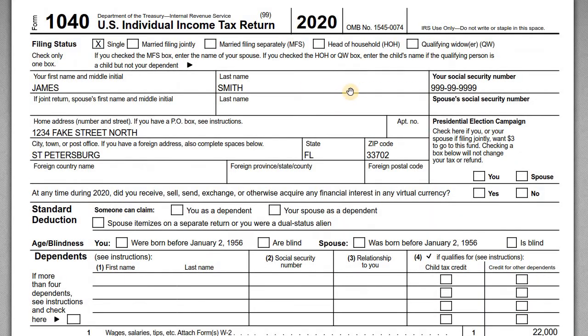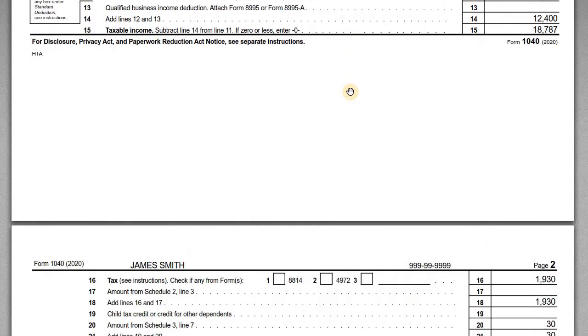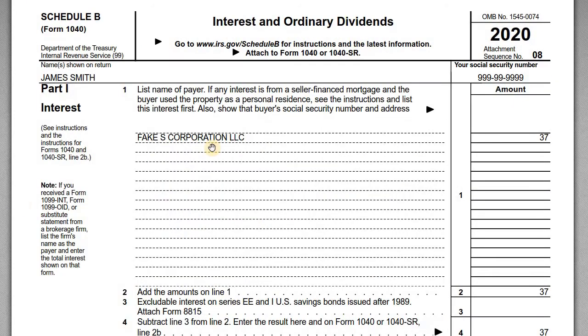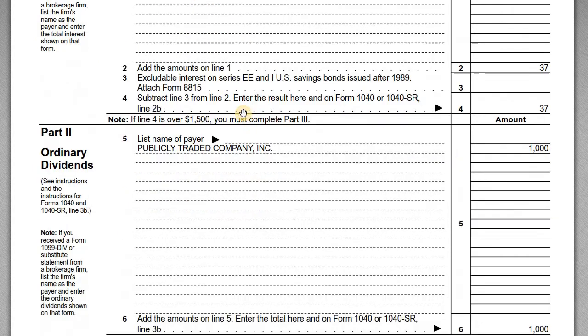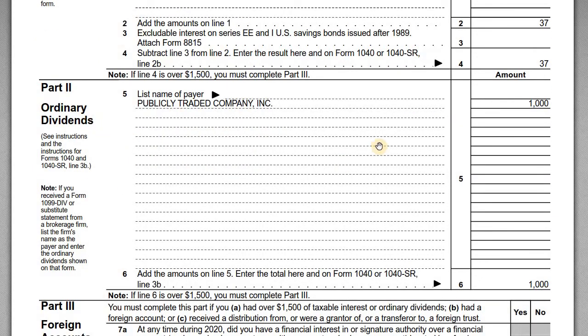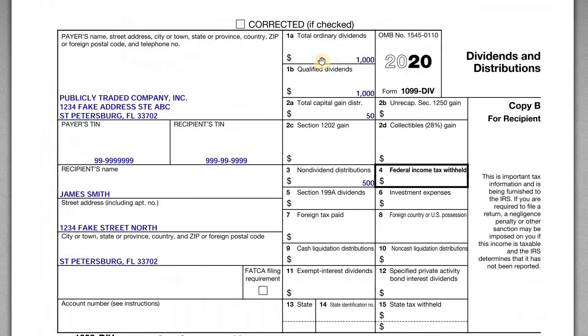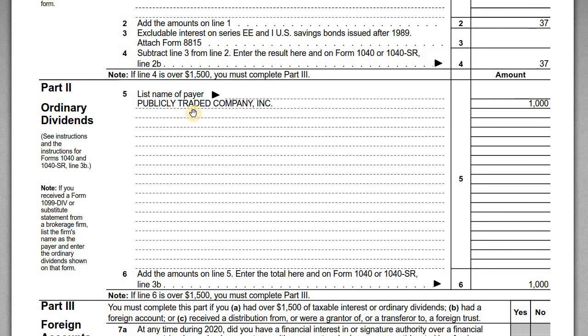So here we have page 1 of his 1040, but we'd like to start with Schedule B. So let me jump down here to Schedule B. This is where you would report your interest and dividend income. So Part 1 is interest, Part 2 is ordinary dividends. You recall here we have ordinary dividends of $1,000, so that's what gets reported here. Publicly Traded Company Inc. paid James $1,000, so that's the ordinary amount.